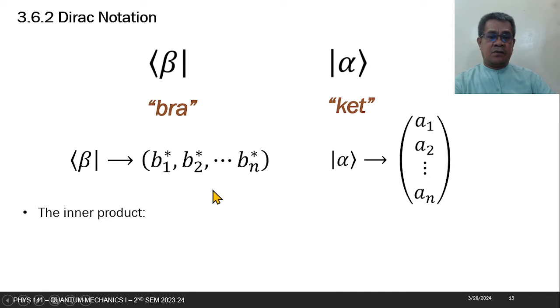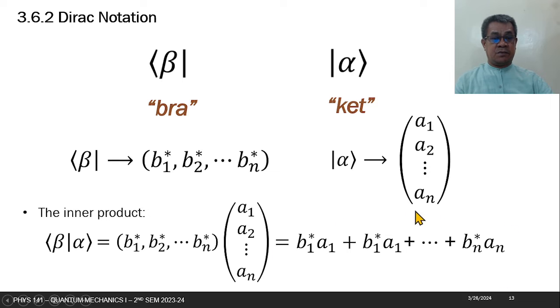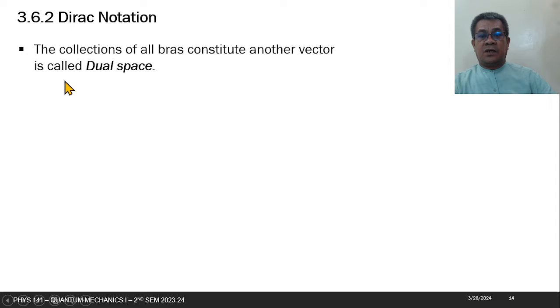So the inner product of beta and alpha, combining the two, is just equal to the product of the two matrices. We have this horizontal and vertical. Evaluating the two matrices, we just multiply a_1 with b_1 conjugate, and so on respectively, then we have this result, which is now the expansion of the inner product of beta and alpha. The collection of all bras constitutes another vector space. This is called the dual space.